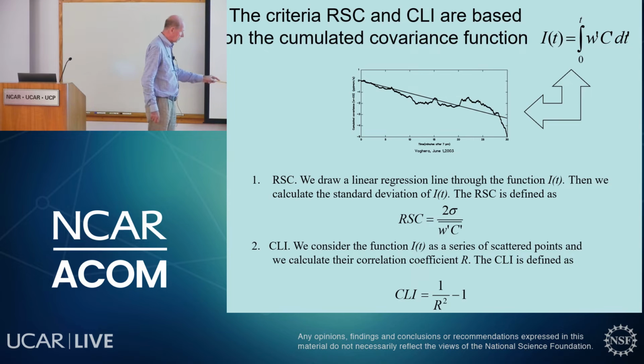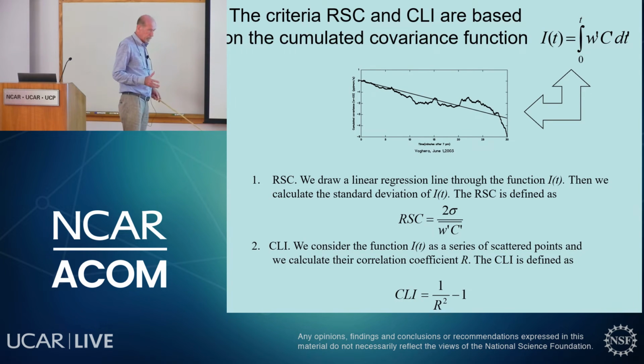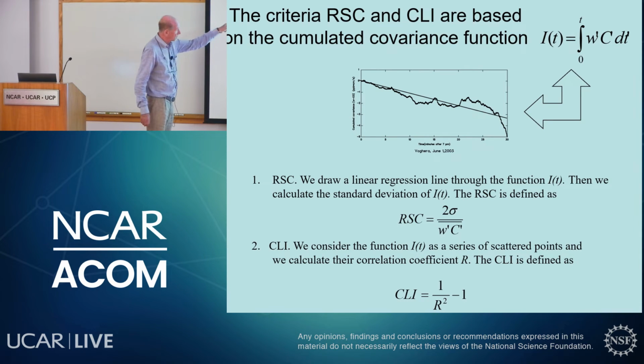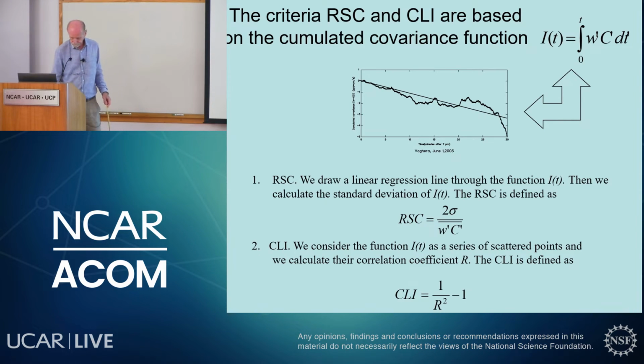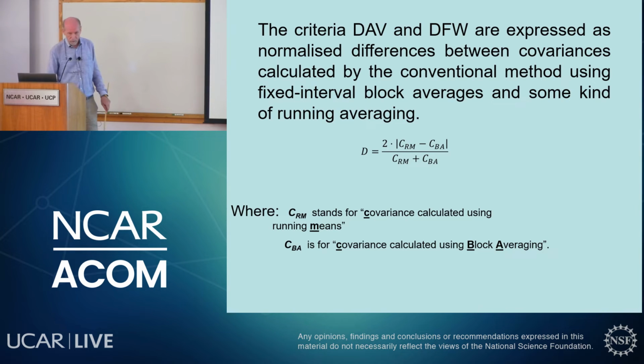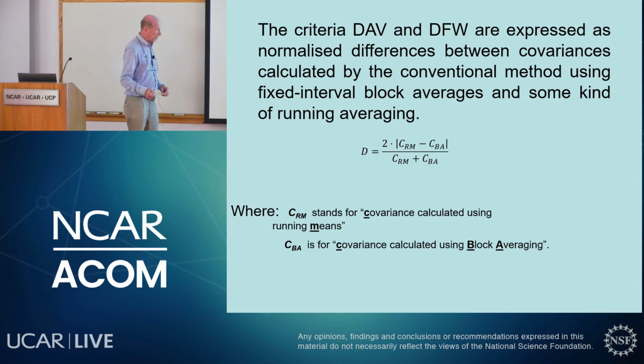Then the second one is a little bit similar, but not completely, because you consider this curve as a series of scattered points, and we calculate their correlation coefficients, and we obtain this CLI. Then the last two criteria are based on a normalized difference between covariances calculated by the conventional method using block averaging and some kind of running averaging.